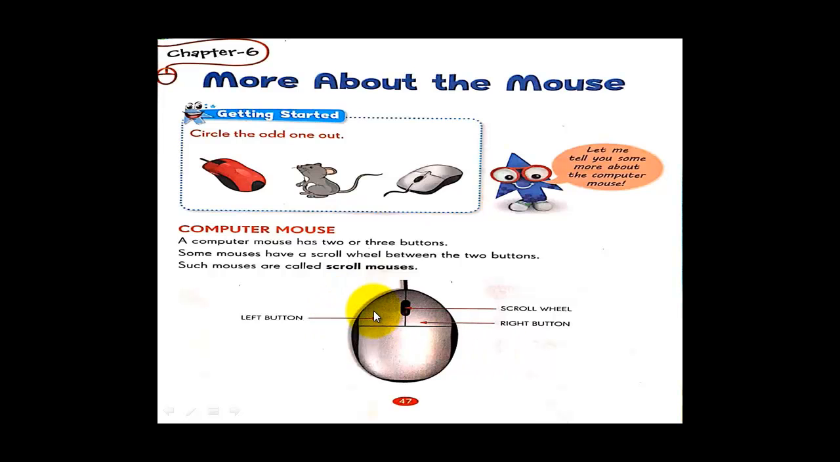Yes, you know the name. The left one is known as the left button, the right one is known as the right button, and the middle one is known as the scroll wheel, as it is a wheel.